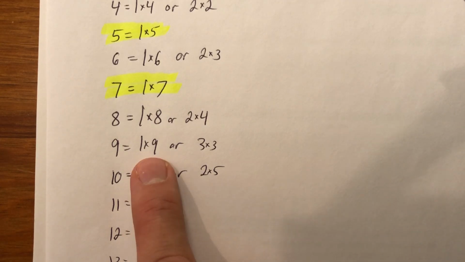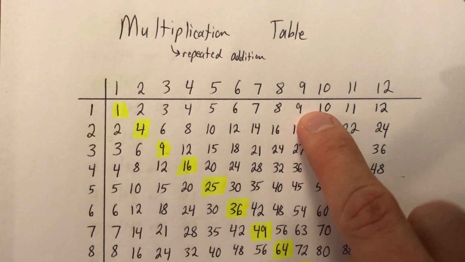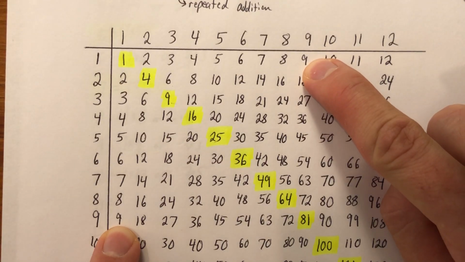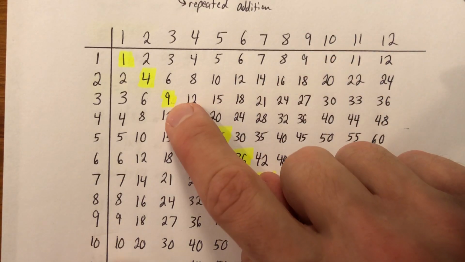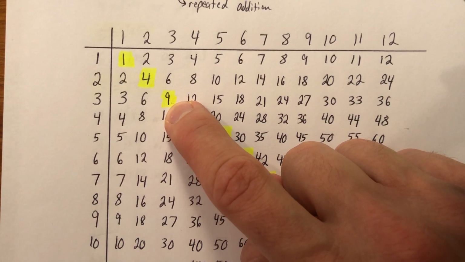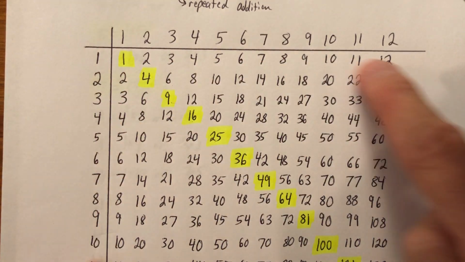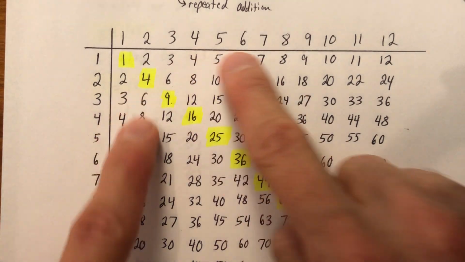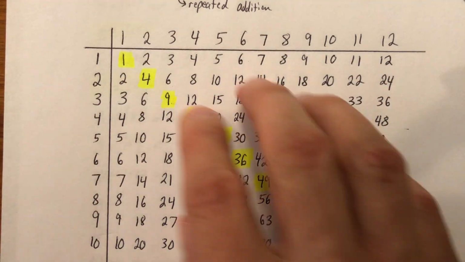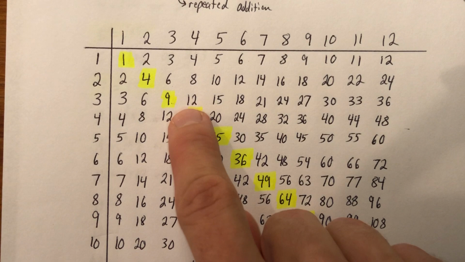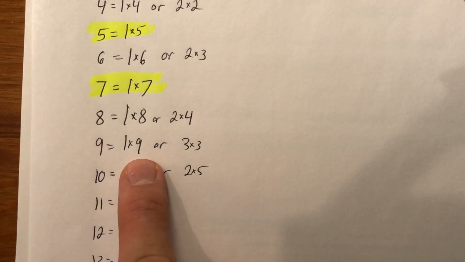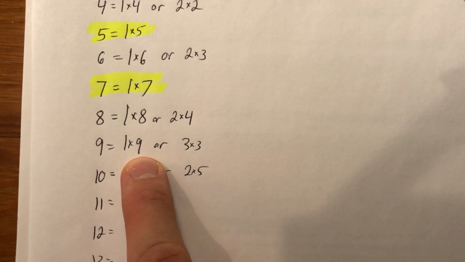Okay, so 1 times 9, 3 times 3. So 1 times 9 is here and here. 1 times 9 or 9 times 1. 3 times 3 is here. So it happens more than just the ones on the edges. The number 9 appears more than just in this row. It appears out here. And because it does, I don't highlight it. It's not a prime number.